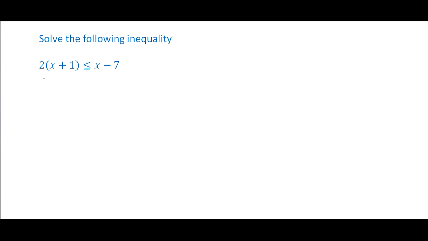If we have to solve this inequality, first thing we have to do is to remove the brackets. So 2 by x will give me 2x. 2 by 1 will give me plus 1. Less than or equal to x minus 7. Carry all the x's on one side. So we have 2x minus x is less than or equal to minus 7 minus 1. 2x minus x gives me x. X is less than or equal to minus 8. Right?